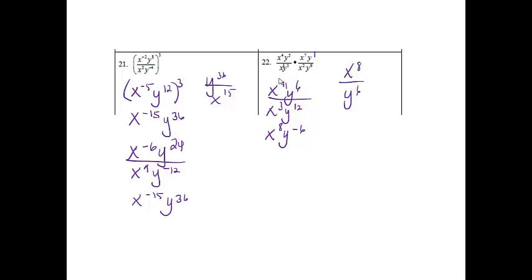Now if you would have worked it the other way, if we had subtracted first, I would have had x to the 3, y to the 2, and then times x to the 5, y to the negative 8. I'm subtracting. Now I get to add the exponents. I'll get x to the 8, y to the negative 6, and notice it puts me in the same spot as before. All right, 23 and 24.